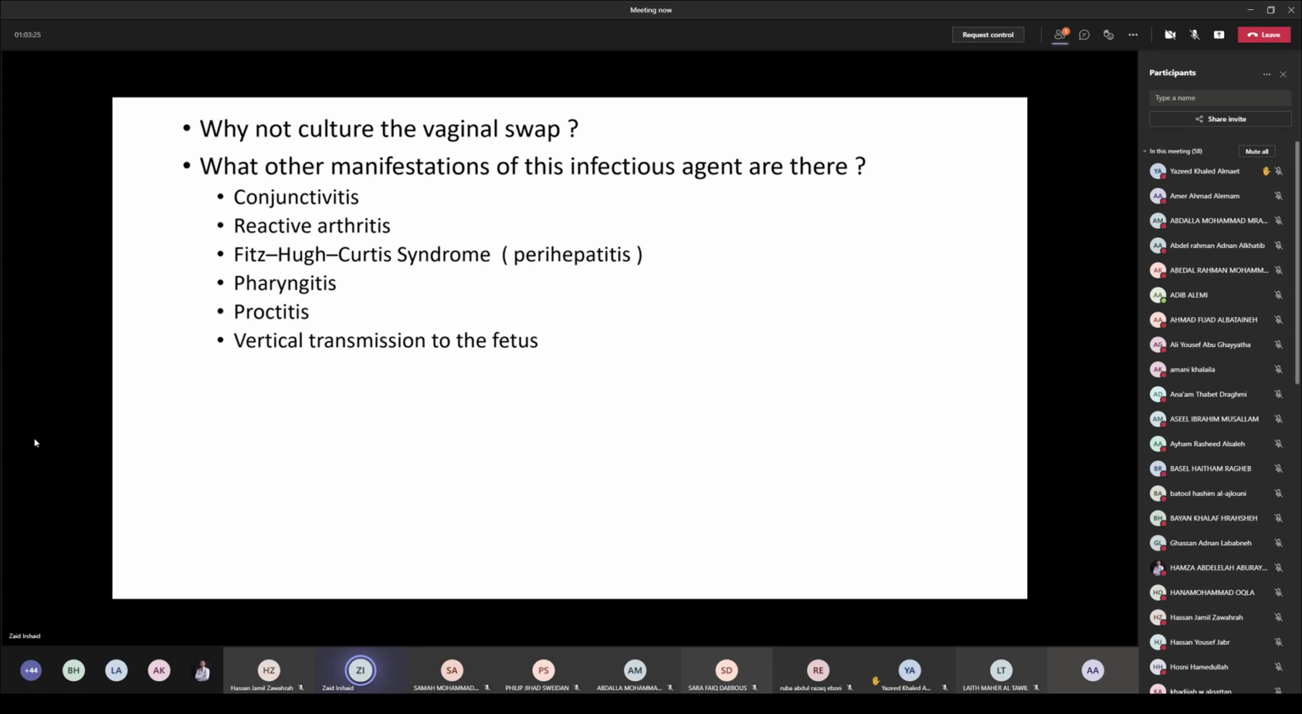And then we have vertical transmission. When we say vertical transmission in obstetrics, we mean that it's transmission during delivery. So it's not a congenital infection, it's vertical transmission. And in this case, vertical transmission to the fetus will either cause conjunctivitis or pneumonitis.